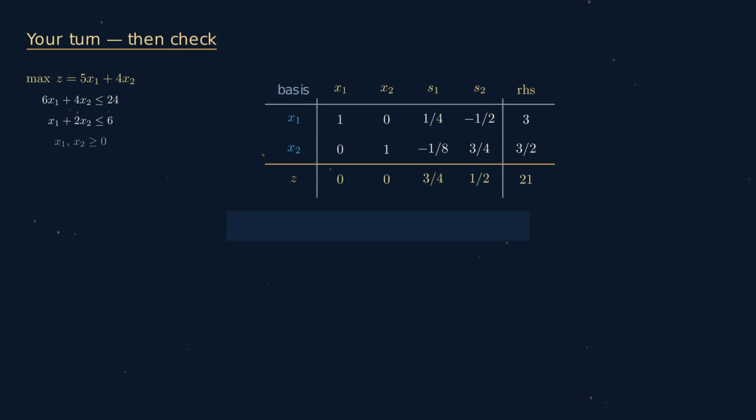Stop. 3 and 1.5, for a profit of 21. Both slacks are 0, so both constraints bite, and their prices are 3/4 and 1/2. Did you get the same?